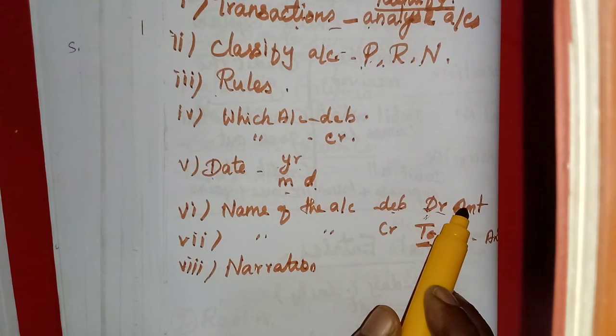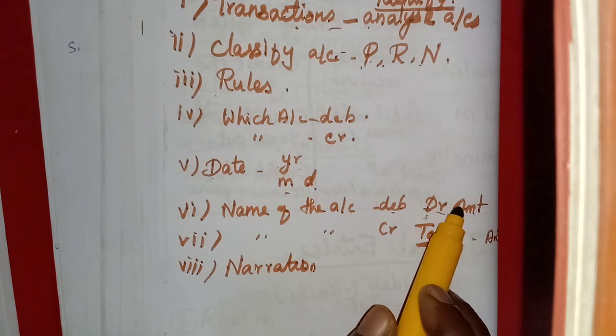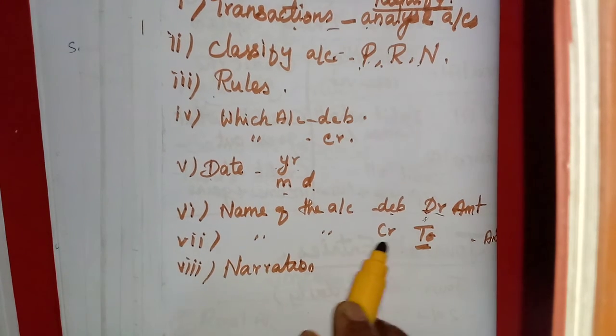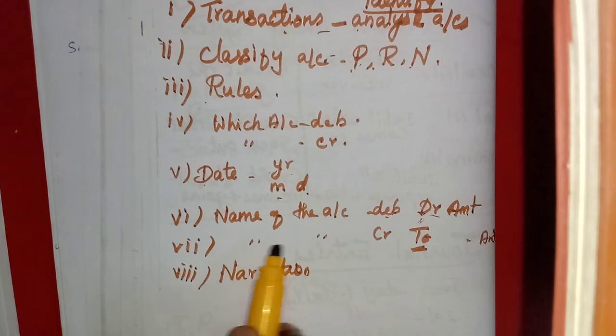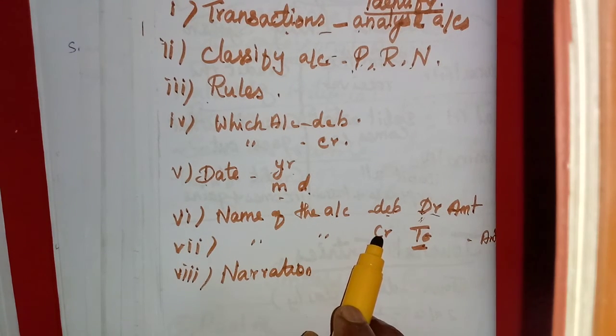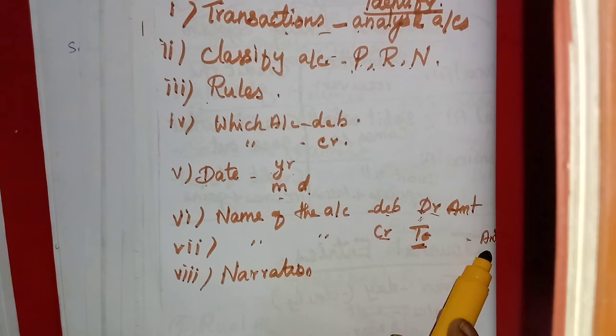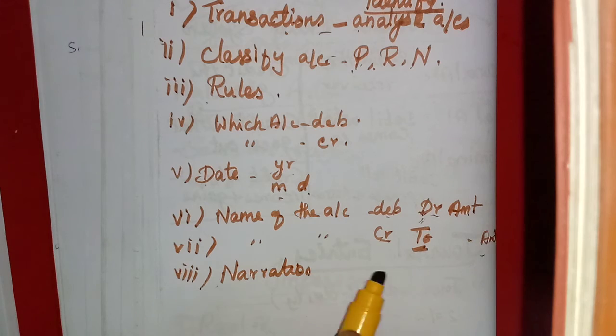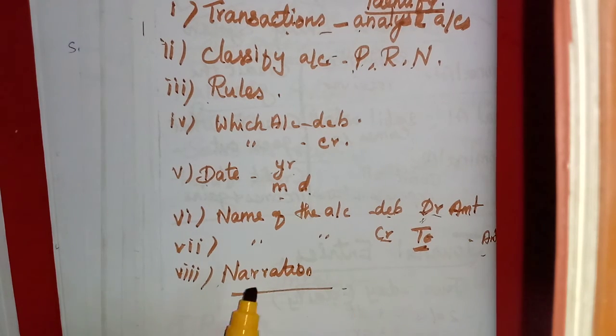Then the amount should be written in the debit column of the amount column. Then the credit column must be filled up. The name of the account starts with "To". We should not write creditor. The amount will be written in the credit column. Then the narration will be written. Then we have to draw a line only in the particulars column.